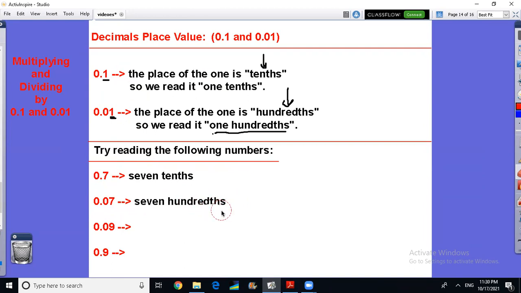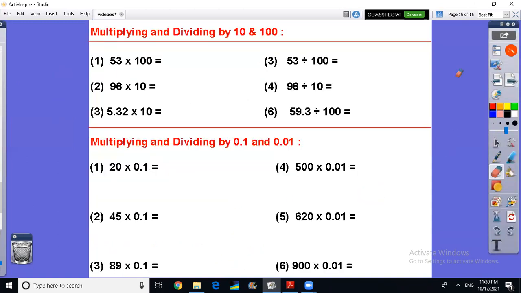Okay, let's go now to the third number. Again, pause the video, then return to check if your answer is correct or not. So here it is 9, the second digit after the decimal. Again, it is hundredths. So it is 9/100ths. The last number here is 0.9, which is 9 in the tenths place. So it is 9/10. The first digit after the decimal point is tenths. Hope this is clear.